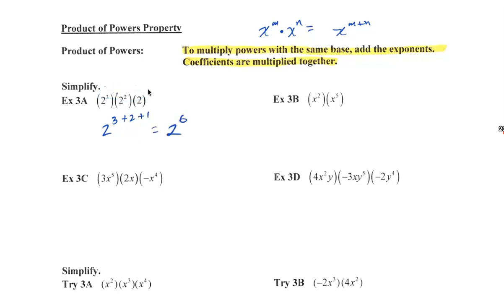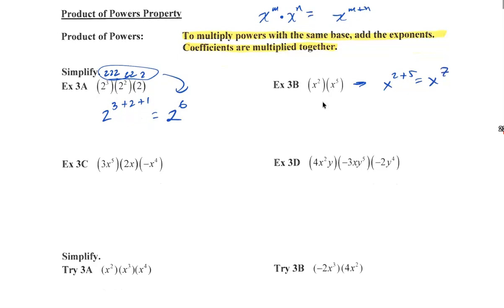And if you look at this, right, that's the same thing as saying 2 times 2 times 2 times 2 times 2 times 2, and we have 6 2's. So 2 to the 6. So that's the shortcut of doing this, right? If you're multiplying two things and they have the same base, you just add the exponents. So 2 plus 5 is x to the 7.